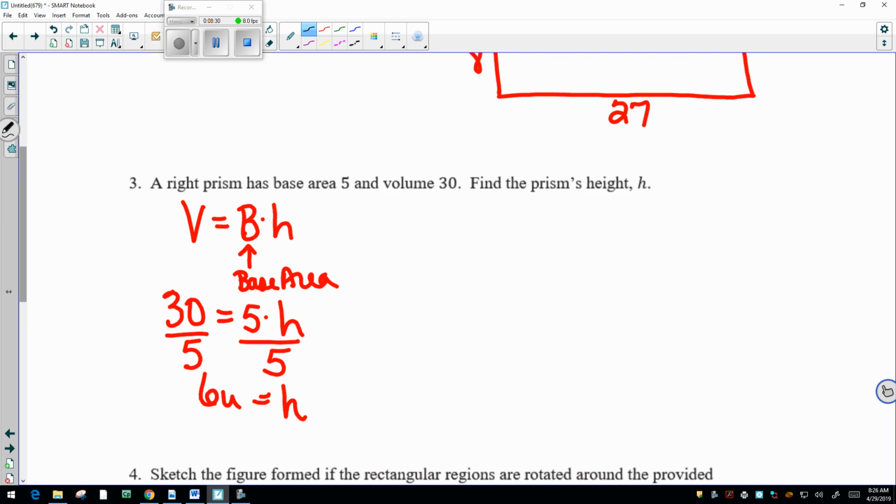Okay, and again, this is on your formula sheet. You just need to know how to use it.